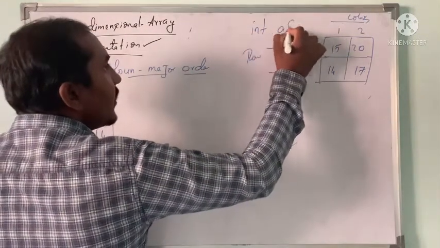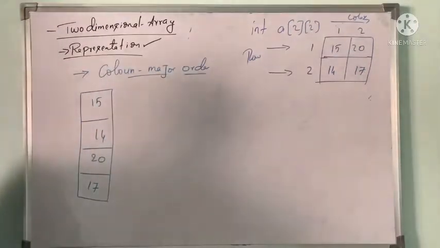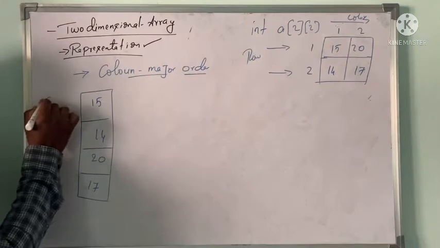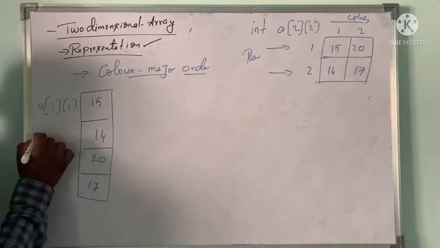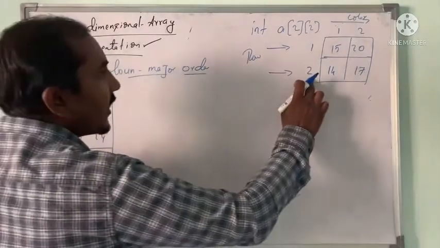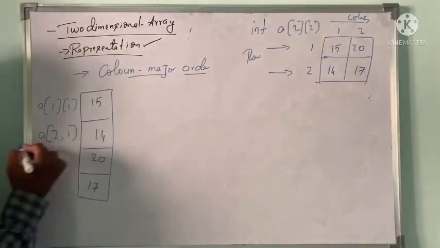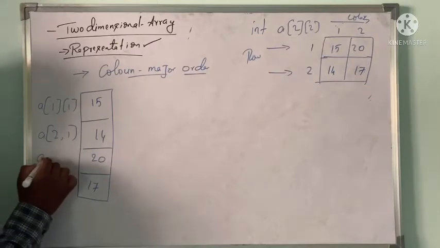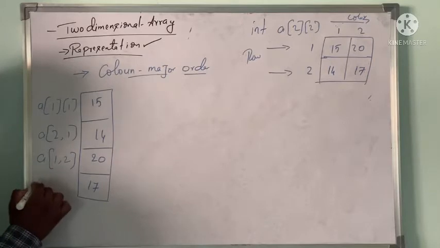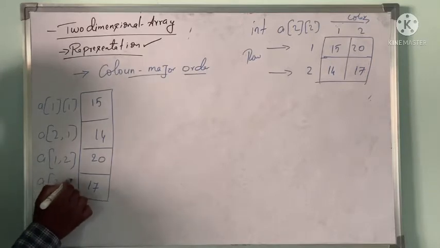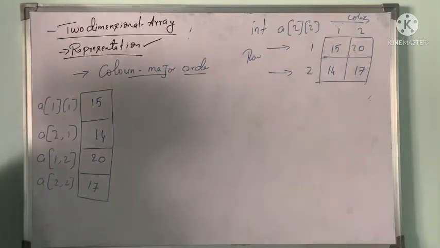Now if you consider the array name as A, and it is 2 cross 2, we are going to represent it as: first element is A of first row, first column. Second element is A of second row, first column. Third element is A of first row, second column. Fourth element is A of second row, second column. So this is how that will be stored in the memory.